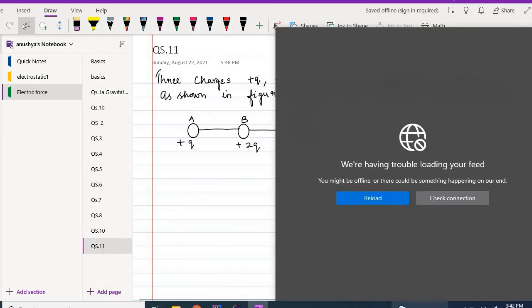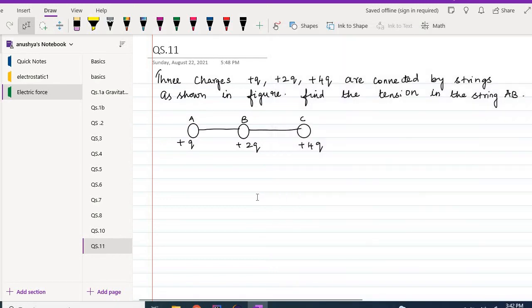Okay. So coming to the next question. Three charges plus Q, plus 2Q, plus 4Q are connected by strings. So these are the strings. Find the tension in the string AB. You have to find the tension in the string AB.